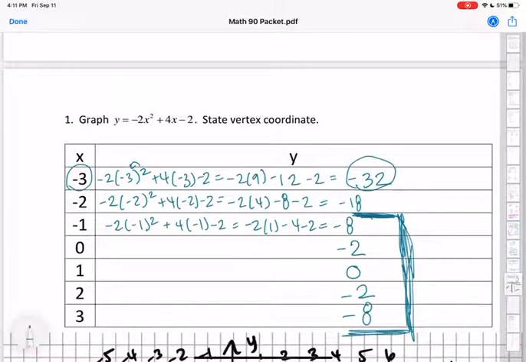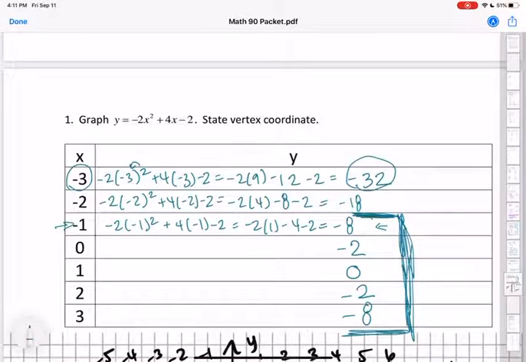And I also don't feel like going to negative 18. So I'm just going to graph just this clump here. So what that means is that I have the point (-1, -8). So I'm going to sketch that out. I'm going to plot that point. (0, -2), plot that point. (1, 0), (2, -2), (3, -8).